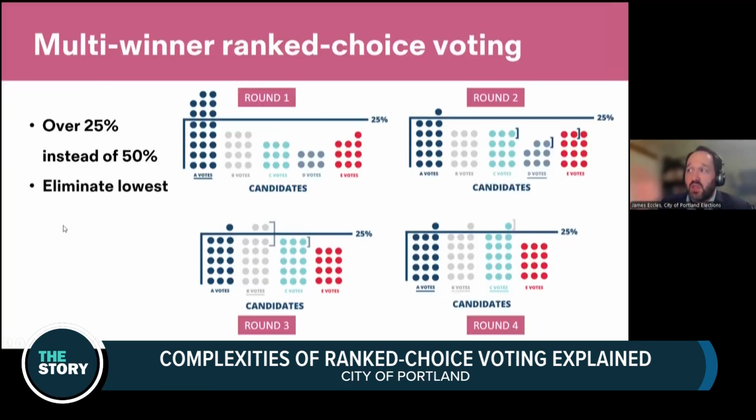So the next thing is we still, just like single winner, eliminate the lowest. So in that first round, if we don't get to a winner, we're going to look at whoever was the lowest candidate, and then we're going to remove them, and their votes get transferred over to the next highest on those ballots.